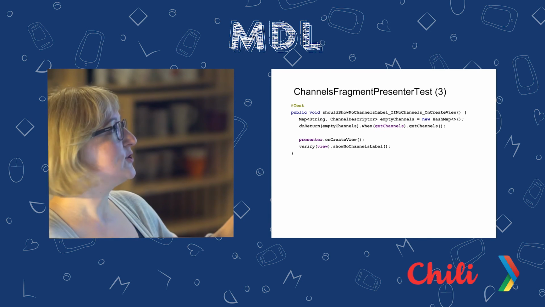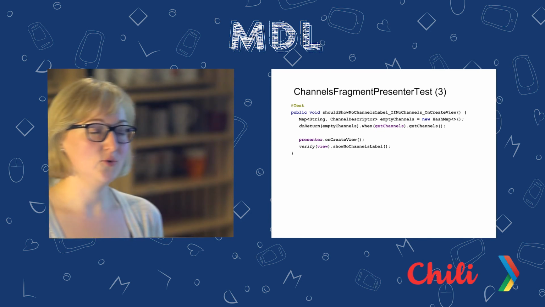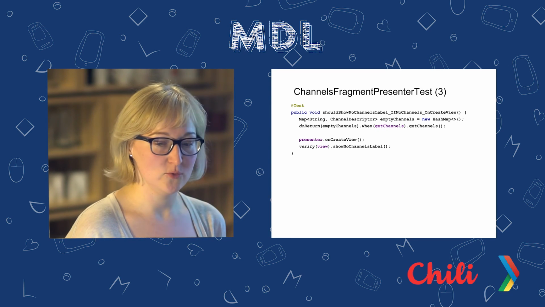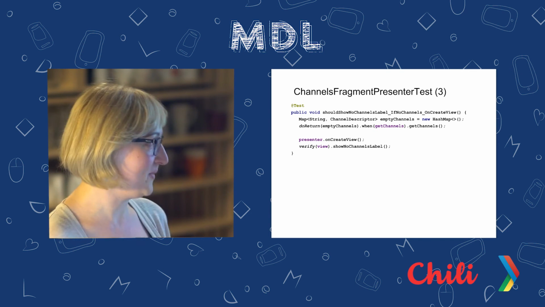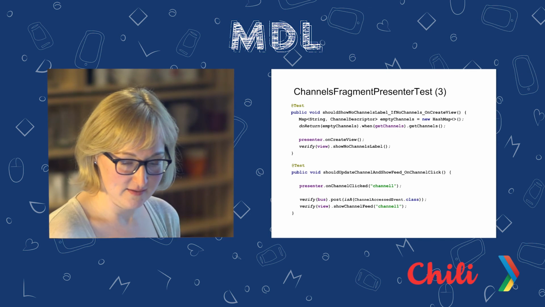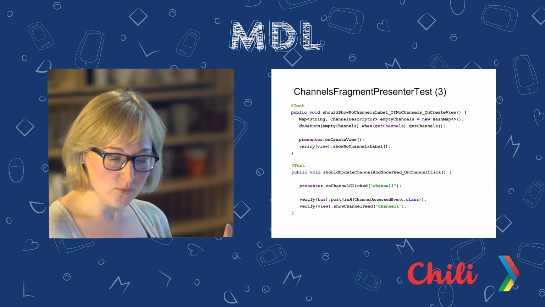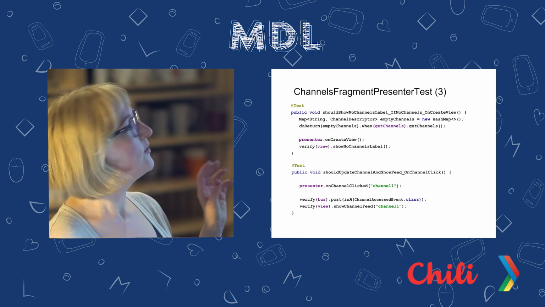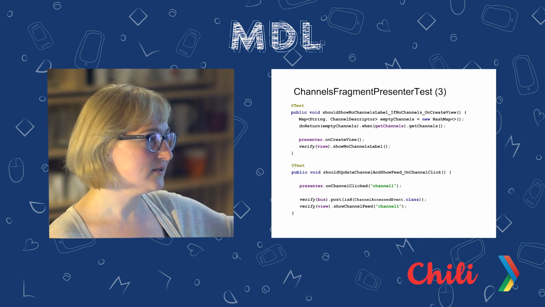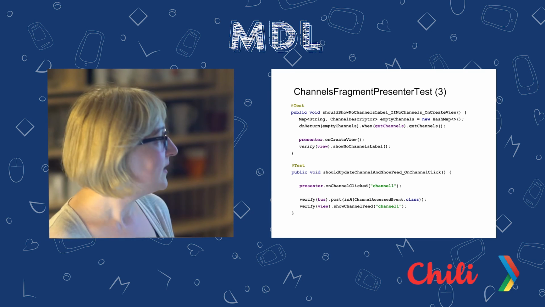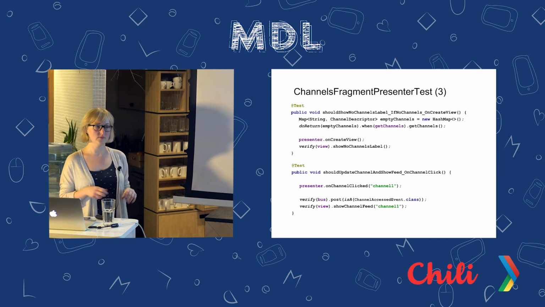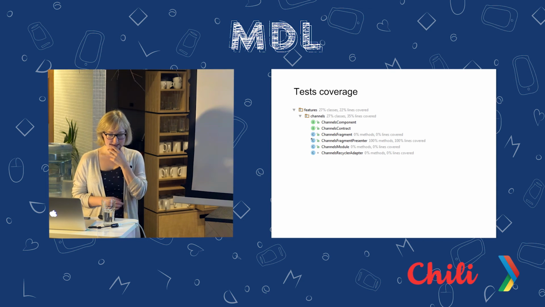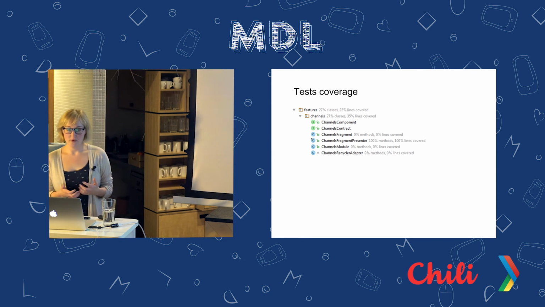This is where we actually check whether the presenter told the view correctly that it should show no channels label. So we're testing that if-else that I previously mentioned. Very easy, I think. And the last one, a small test on whether the presenter correctly sends the event after a channel was clicked, and whether it correctly tells the view to open the channel feed.